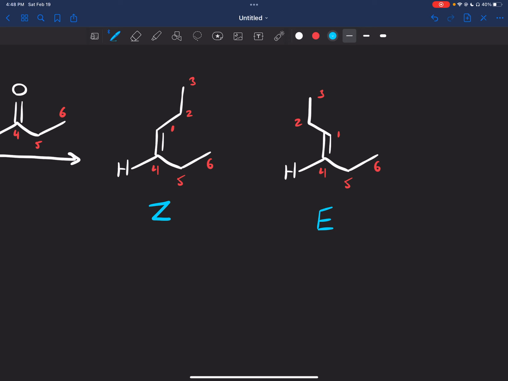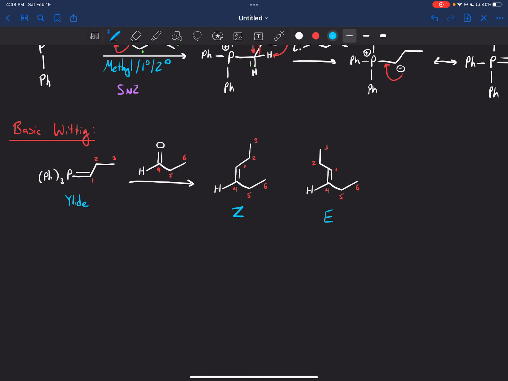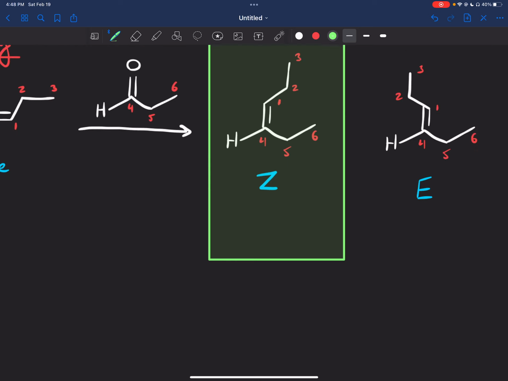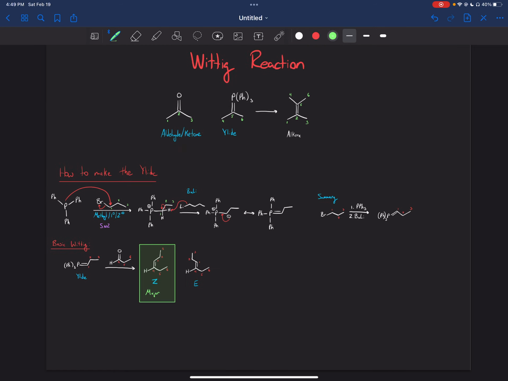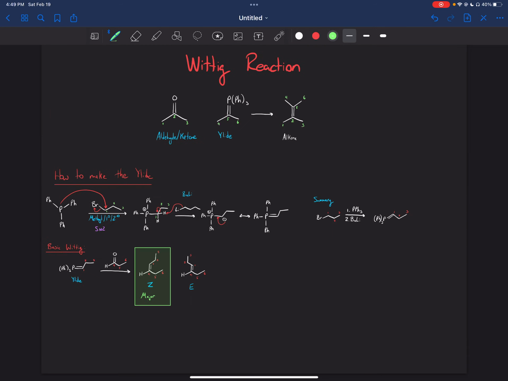Which one is the correct answer, or is it both? In the case of the basic Wittig reaction, the Z isomer is the major one. That is something to keep in mind. Even though E is considered more stable, Z in this case is actually your major product. So I'm going to write it here, major, and I will try to create a summary at the end, but make sure you understand how each one works. So that's the basic Wittig reaction.